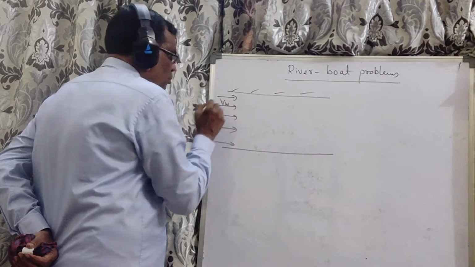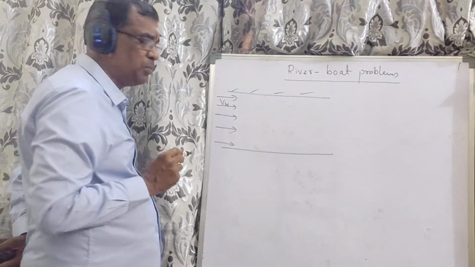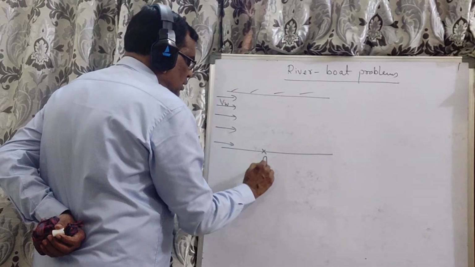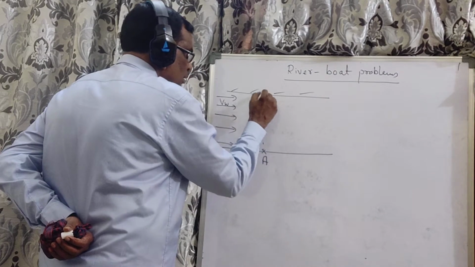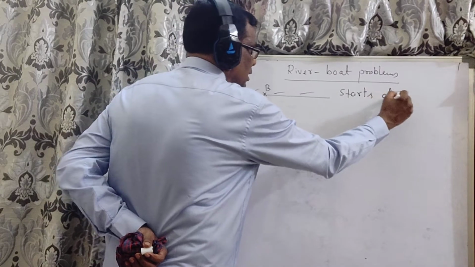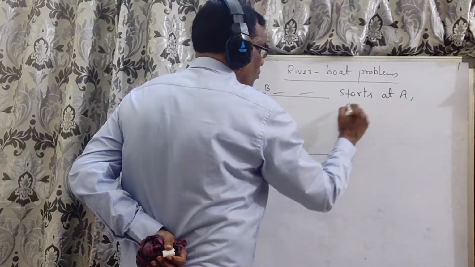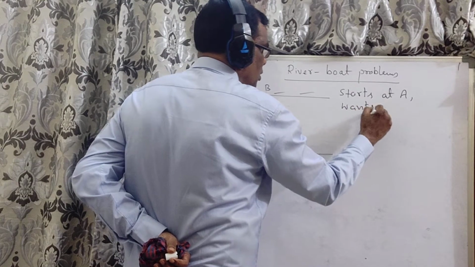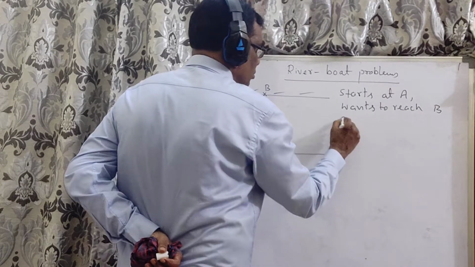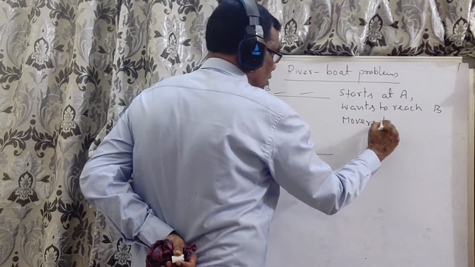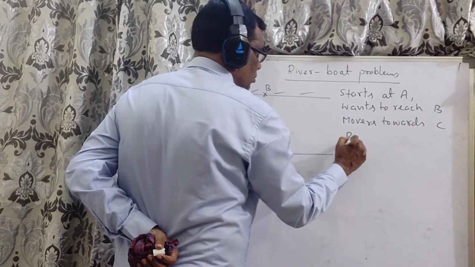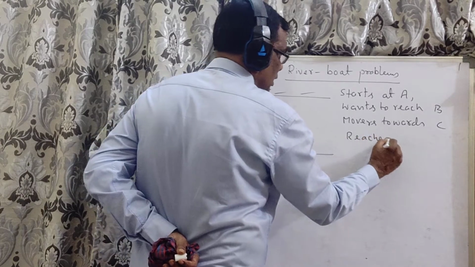Let this be VW, velocity of water with respect to the ground. Let this person start from A. Now I am writing it here. Starts at A, wants to reach B, moves towards C, reaches D.